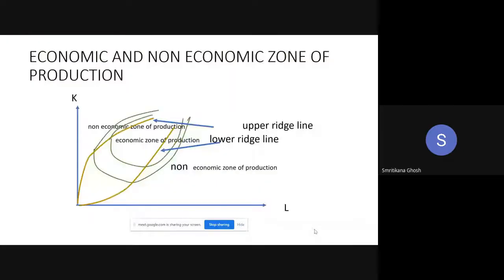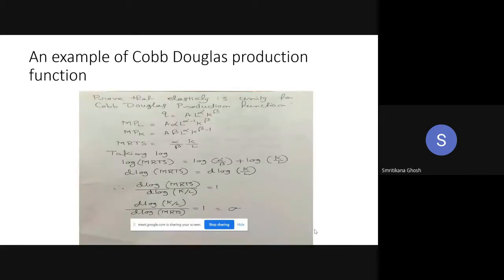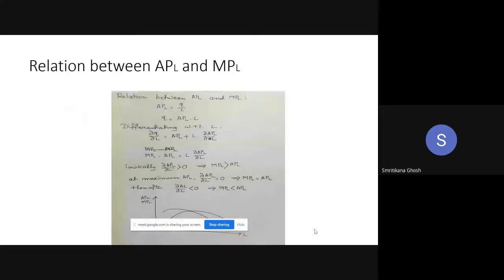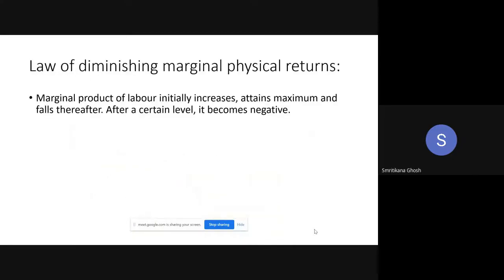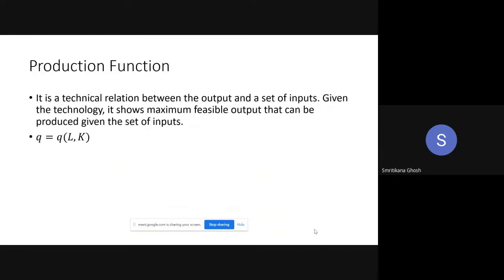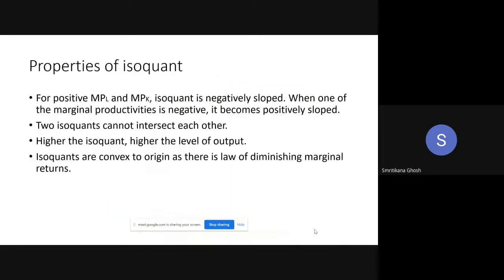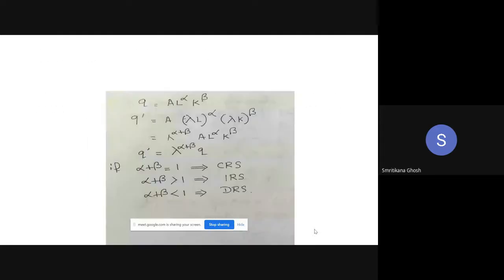Yeah. So today we are going to start from the economic and non-economic zone of production. Before starting the new thing, what's your problem from the last class? Any problem from the production? So this part we discussed already. As you are not asking any question, let me start the new thing.